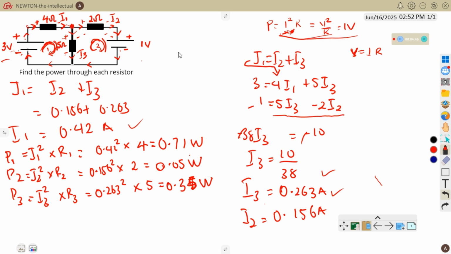So don't make the mistake of using the wrong resistor. Like for this one now, R1, just because you got the current correctly and then you now use 2 ohms instead of the 4, you will get it wrong, right? Because that 2 ohms is for the I2 current. So it's very important that you.